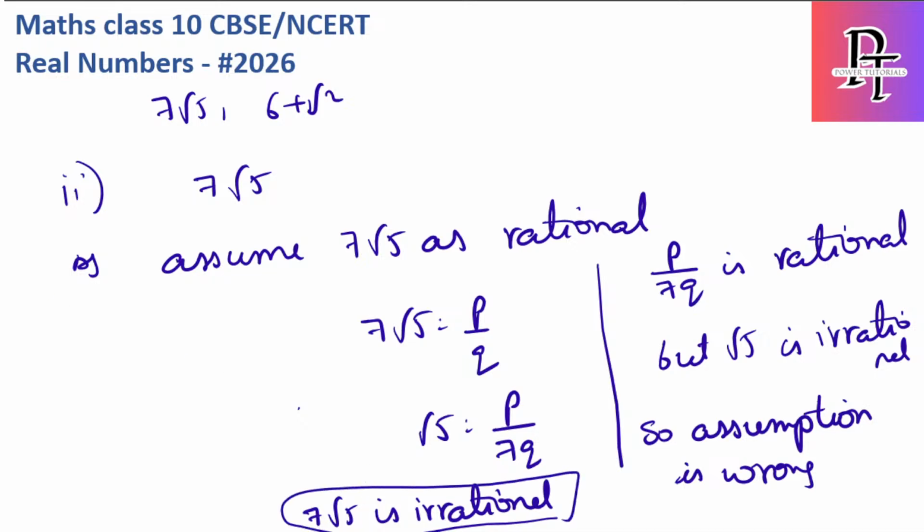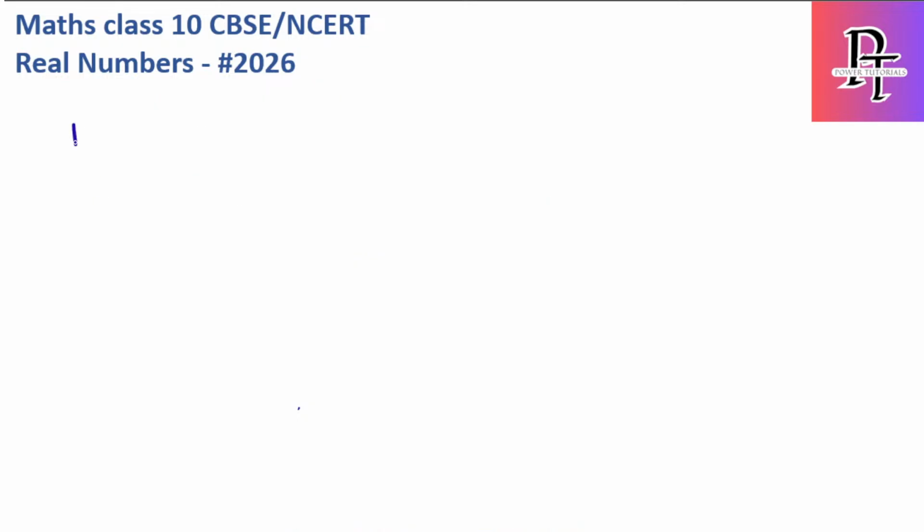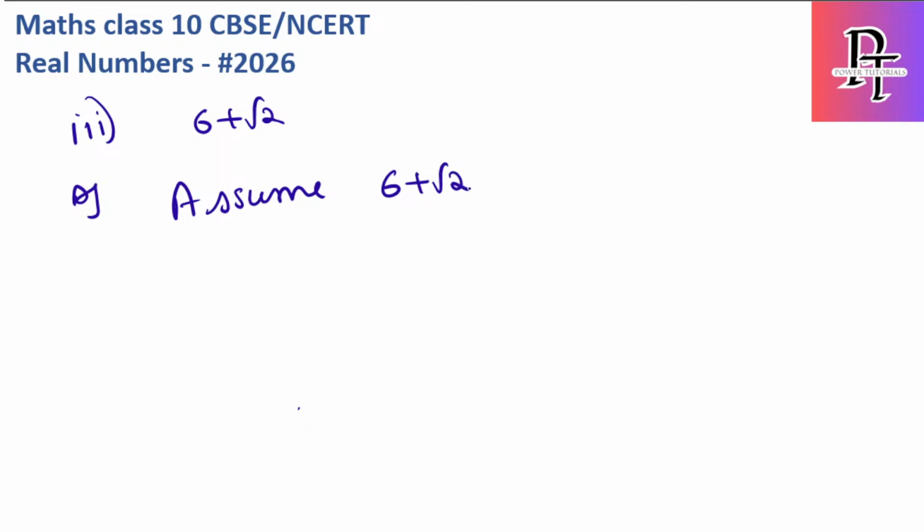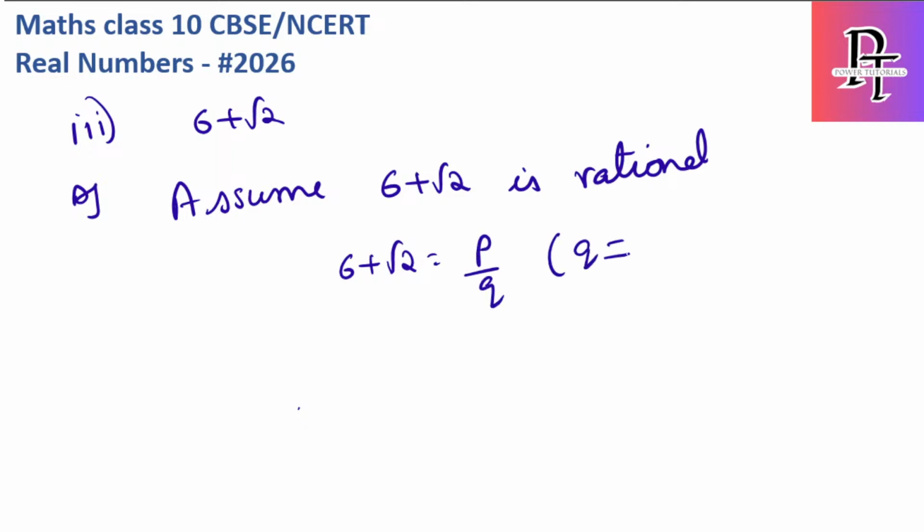Okay, let's see the last question for our exercise, which is 6 plus root 2. So again the same steps. Assume 6 plus root 2 is rational. So 6 plus root 2 I can write in the form of p by q. And this is very important. I'm stating again and again, because if you don't write this step in the exam, definitely you'll lose half to 1 mark. Okay, p comma q are coprimes. This step is very important.